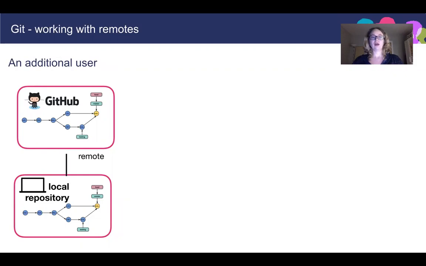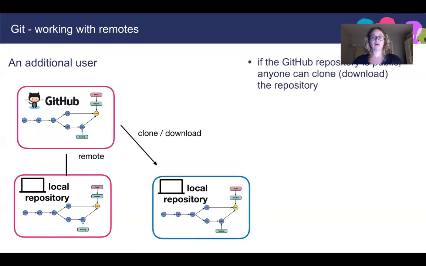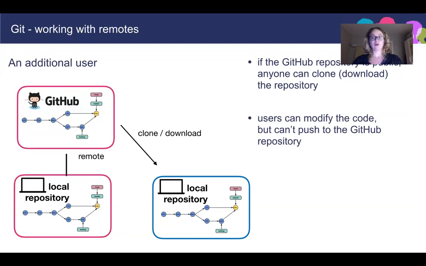So it can happen that once you have a GitHub account and once you have a GitHub project, some other people might notice your project. If the GitHub repository is public, anyone can download the repository. The person might not even have a GitHub account or even Git installed on the local machine. The user can modify the code, but cannot push to your GitHub repository unless you allow for this.